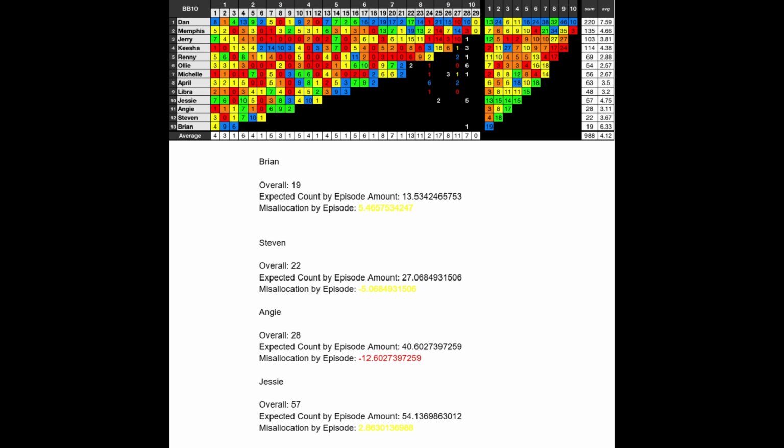Angie has 28 diary rooms overall, and her expected count by episode amount is 40.6, causing her to have a misallocation of -12, causing her to just be put in the red mark where you are officially under edited. Jesse has a diary room count of 57, while his expected count by episode amount is 54.13, causing a misallocation of 2.86, meaning that he's very close to having a perfectly distributed diary room count.